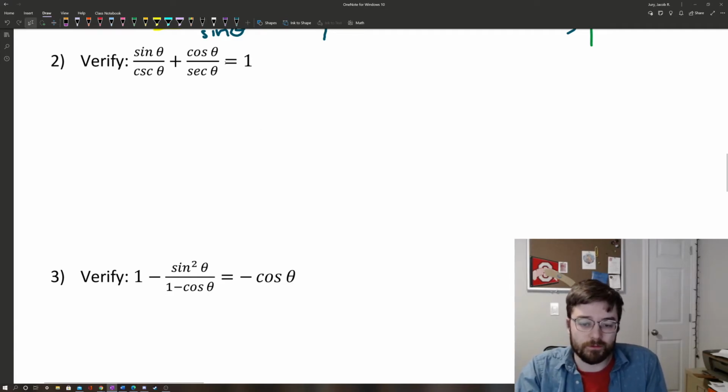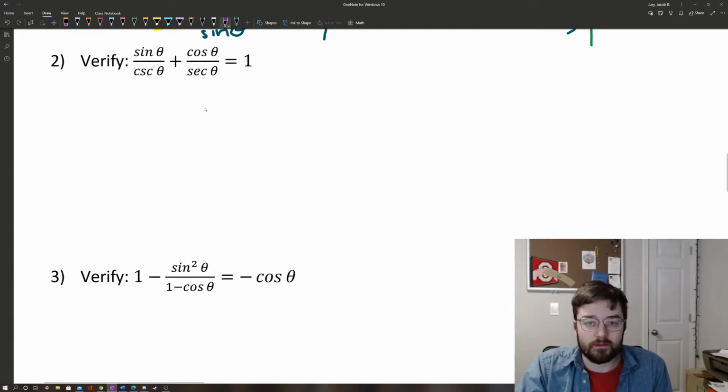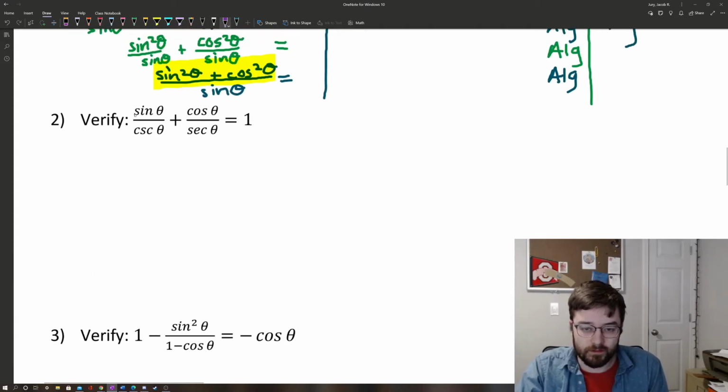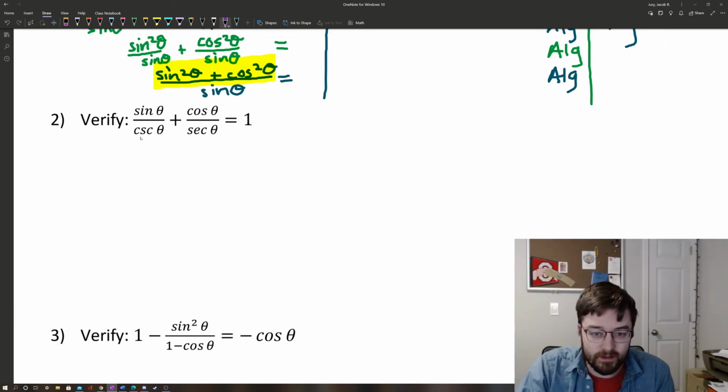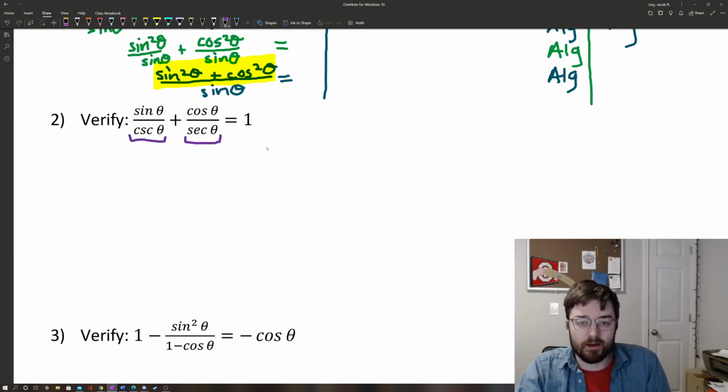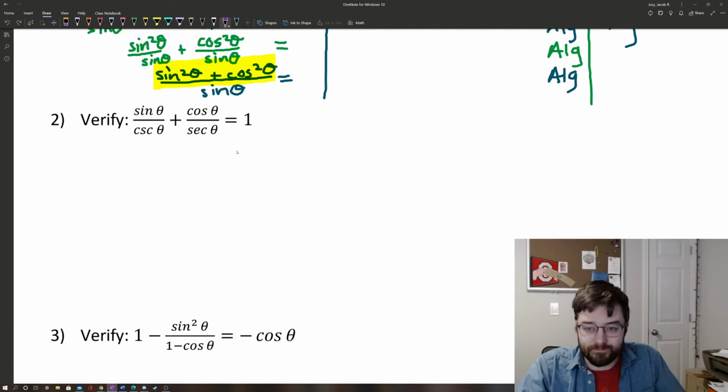So for number 2, this one is going to ask us to add these two trig expressions together. And immediately I see a cosecant and a secant theta. Now my tips and tricks say that I should turn these into sine and cosine. So that's actually what I'm going to do, and I'll still keep my method section here.